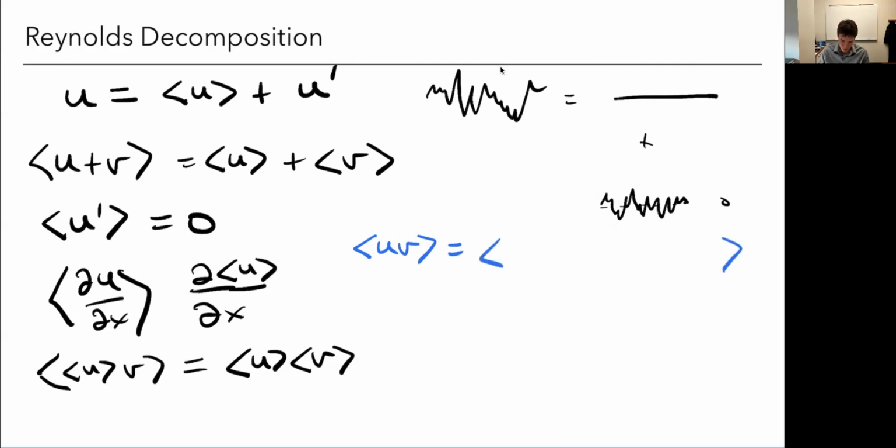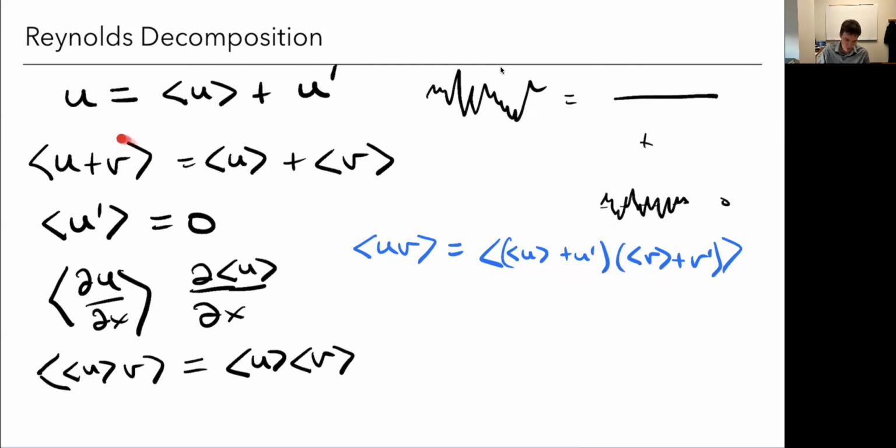So now I'm going to substitute in what U and V are, right? We're going to use this decomposition. So U is the average of U plus its fluctuation. And I need to multiply that by the average of V plus its fluctuation. And then I average that entire thing. So let's just, product rule, let's just break this out. Notice when I do this, I'm going to get a bunch of products and they're each going to be summed.